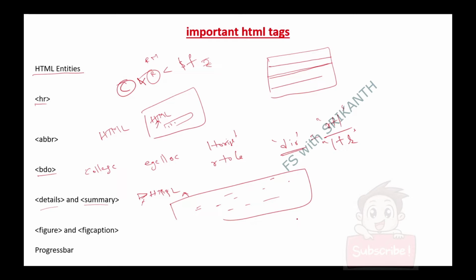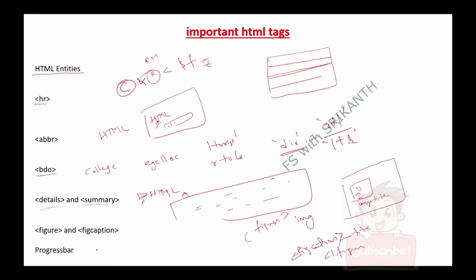Generally we use the img tag. With the help of the img tag, we can insert an image on our web page. When you use the figure tag, it contains figcaption. With the help of figcaption, we can place a title on this image. This is the image title. You understood? The figure tag internally contains one more tag, figcaption, and with figcaption we can attach a title to this image.